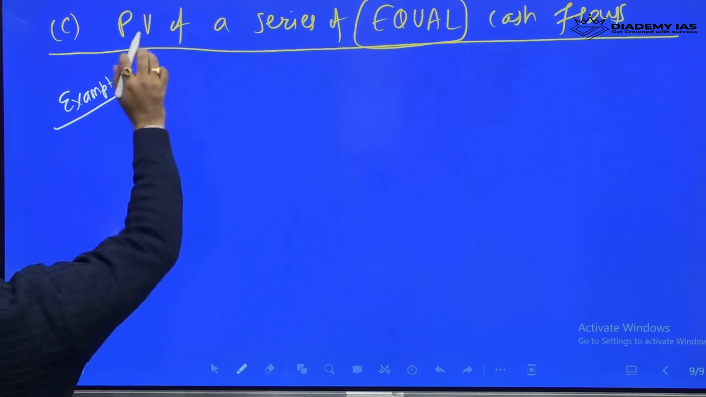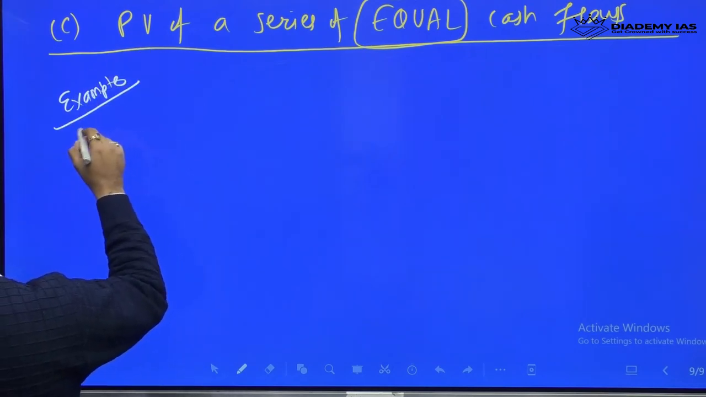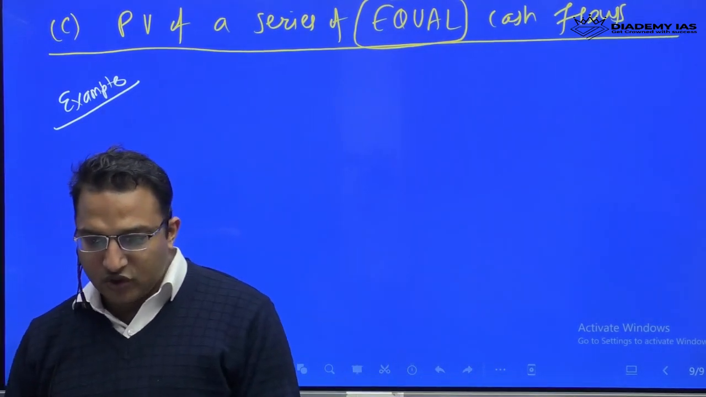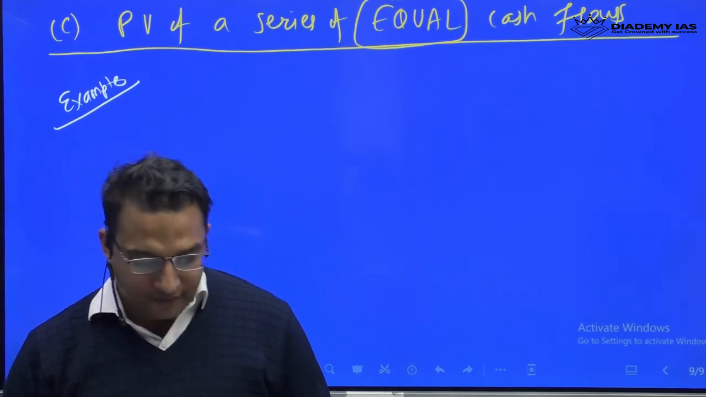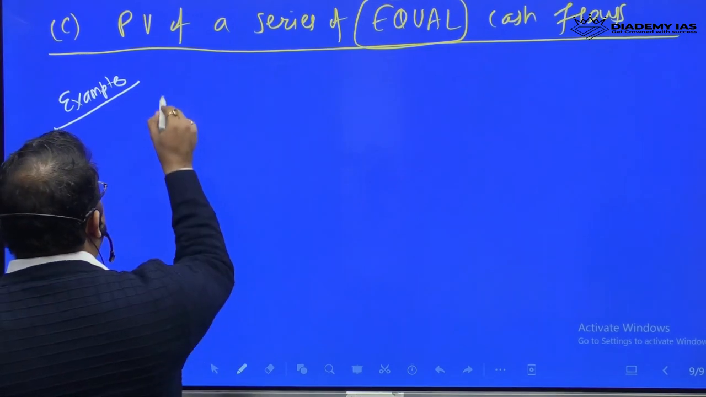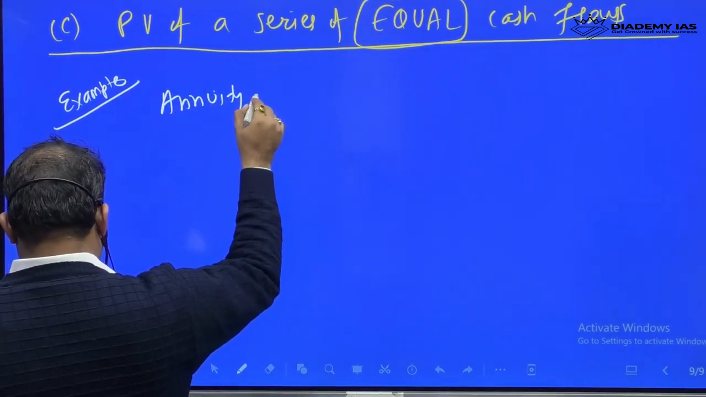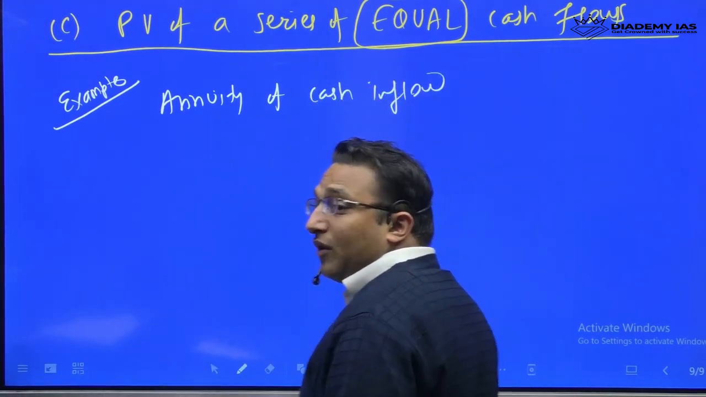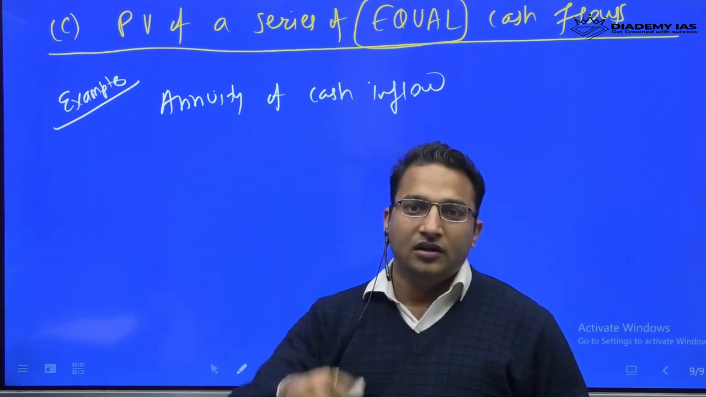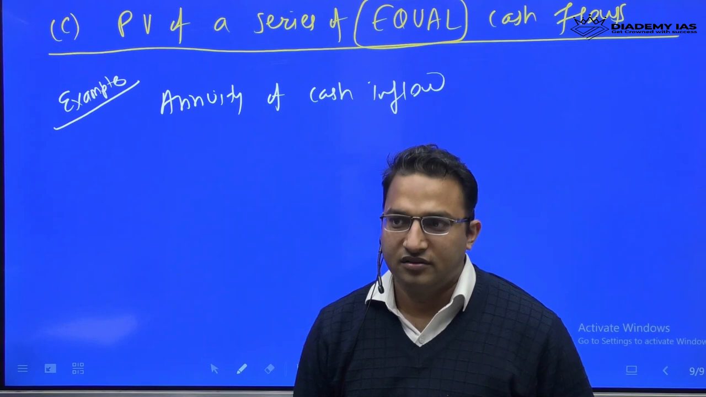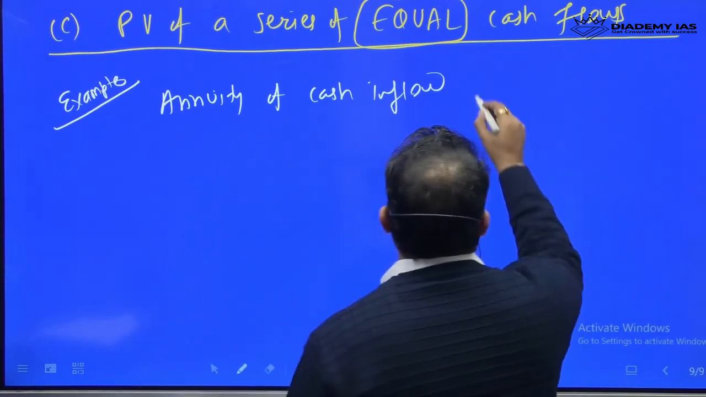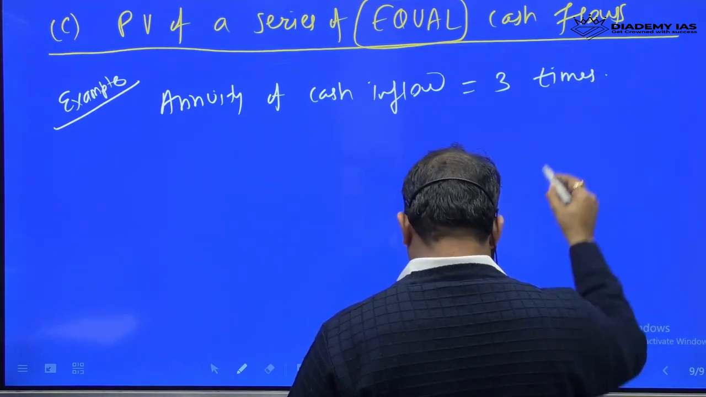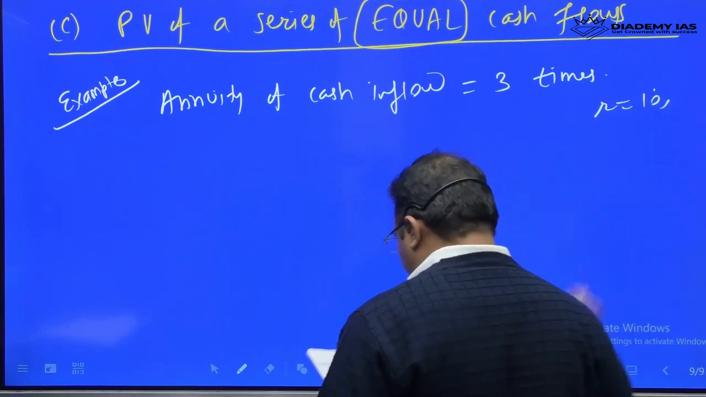Example, suppose you can see example 9, page number 2.15 of this document. The example is very simple: there is an annuity of a cash inflow. Annuity means the same equal amount every year. Annuity means two things: the amount is equal and it is coming every year. So annuity of cash flow for 3 years, three times, right? And r is 10%. So calculate the present value.